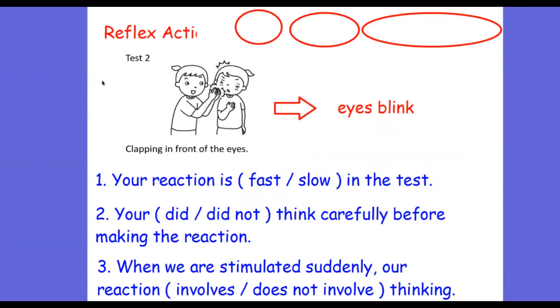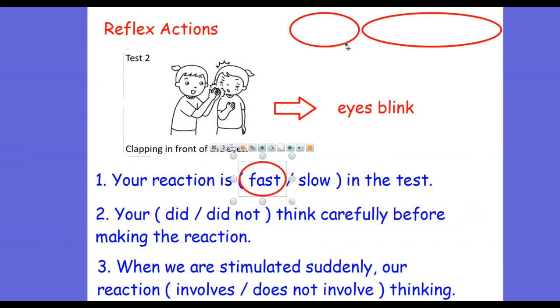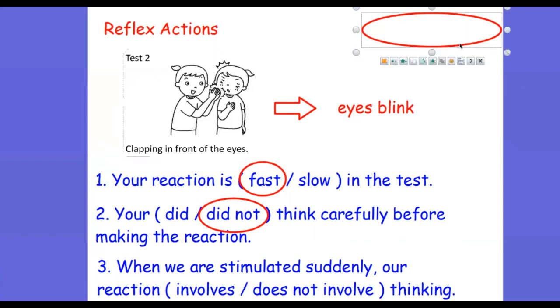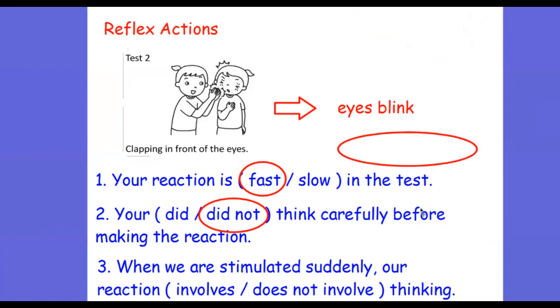Okay, so let's take a look at the second test, which is about clapping in front of the eyes. Our eyes will blink immediately when someone claps in front of us. First of all, the action again is very, very fast, very quick. And then again, we did not think carefully before we make the action. We don't control our eye muscles at all. When we are stimulated suddenly, our reaction does not involve any thinking. So you can try this out with your family members at home.